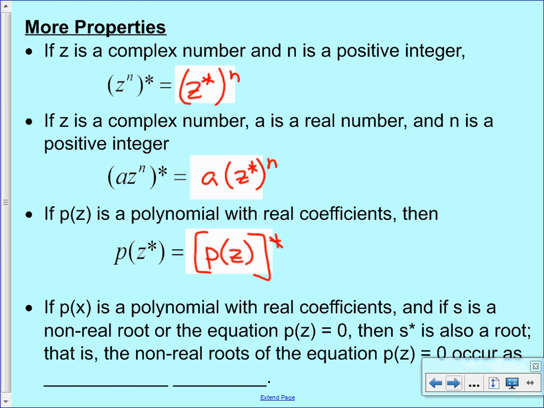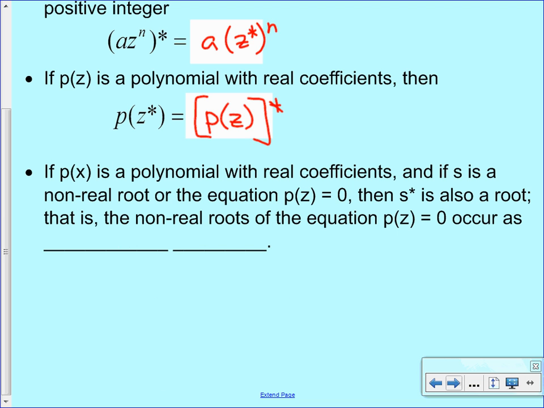If P of X is a polynomial with real coefficients and S is a non-real root for that equation, then S star is also a root. That is, S and S star are conjugate pairs.